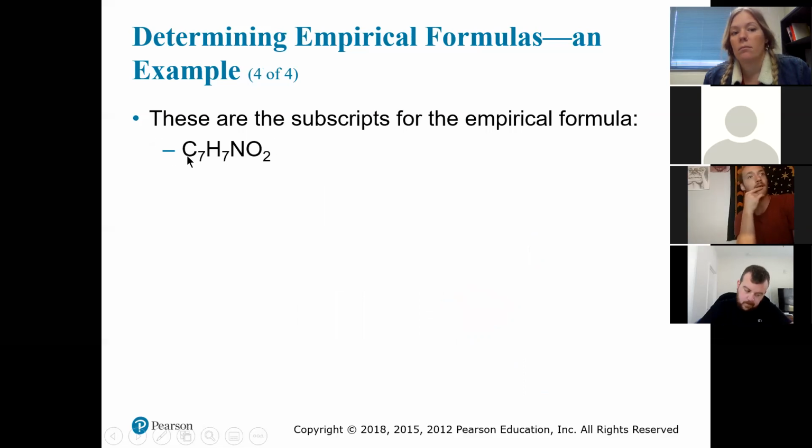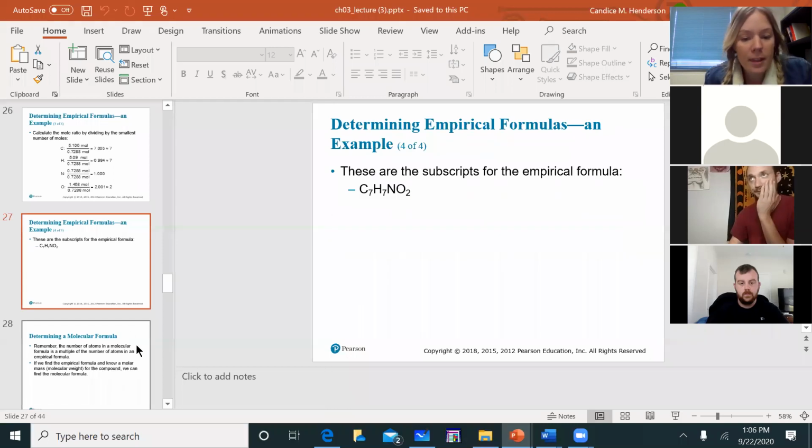So there we go. C7H7NO2. A little bit more work than the other way. So take your percent, go into grams, from grams go to moles, divide by the smallest. Hope you get whole numbers. That'll be your formula. So let's do another example of this.